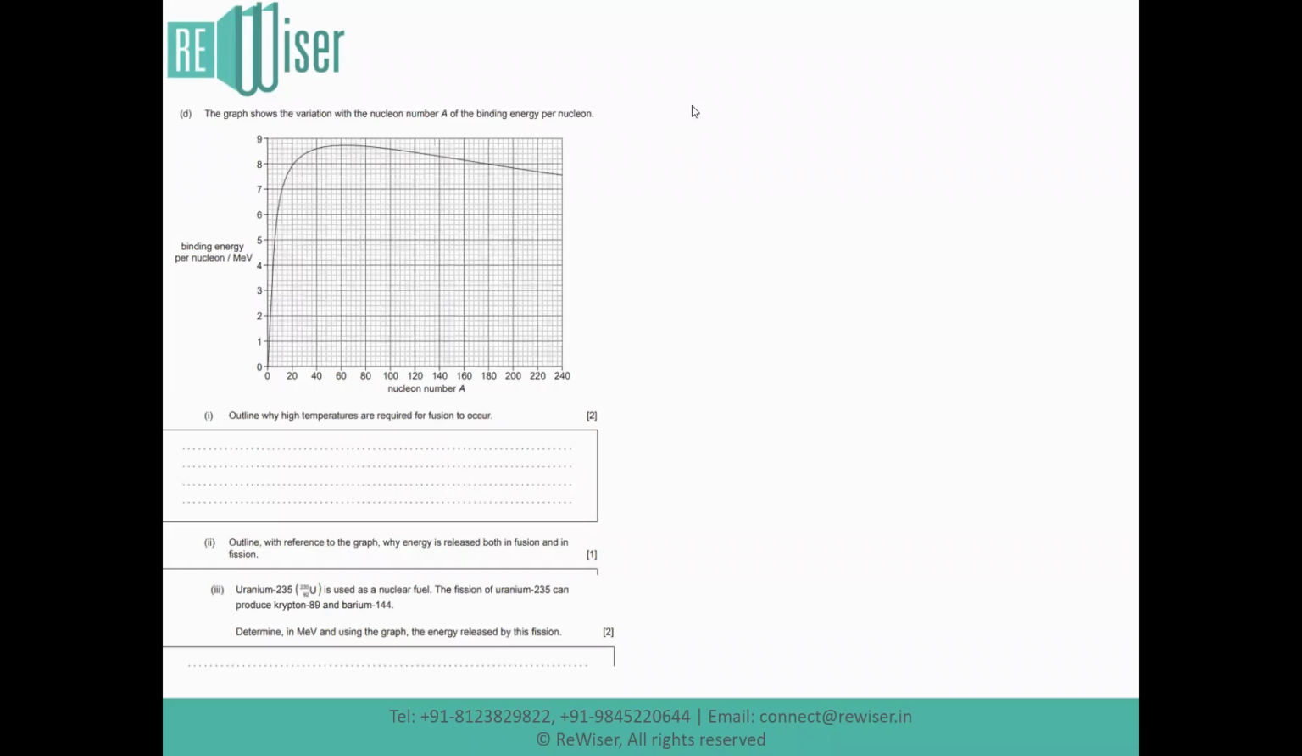Let's move on to the next part. Here in the next part, we look at a graph that shows the variation of binding energy per nucleon with the nuclear number A. So here we have a binding energy curve, which is a graph plotted with binding energy per nucleon on the y-axis and nuclear number A on the x-axis. High temperature is required for fusion to occur. Here we notice that the lighter nuclei have a lower binding energy per nucleon, and we also notice that nuclear fusion is a reaction where two lighter nuclei combine to form a heavier nucleus.